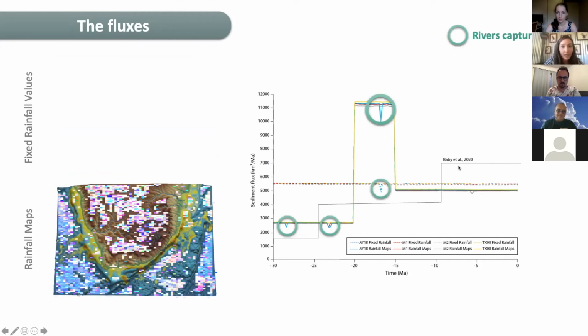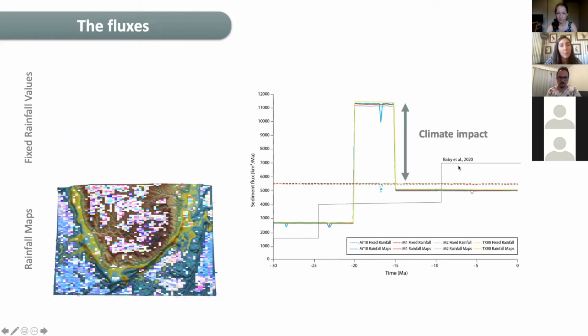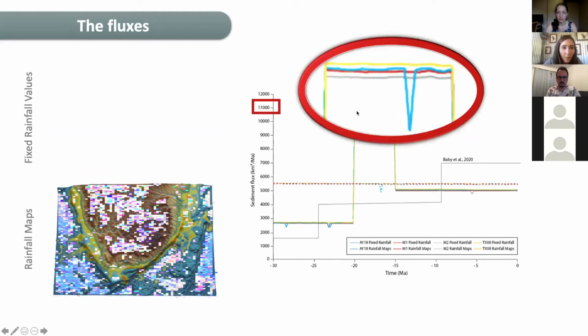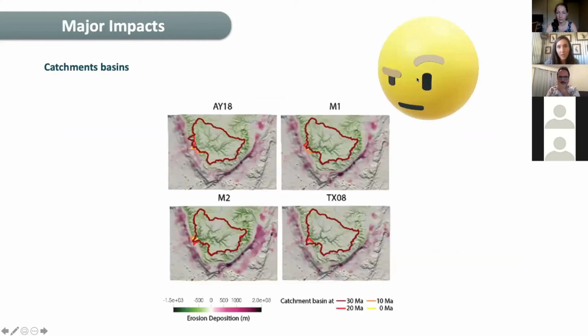What you can see here is the river capture during these peaks, but you can see that the climate impact, whether we have it or not, is quite impressive. But when we talk about dynamic topography impact, it's way less obvious. The same thing with the catchment basins. Here you have different catchments depending on the time, 30 to 0 million years, but it's clearly not evolving through time.